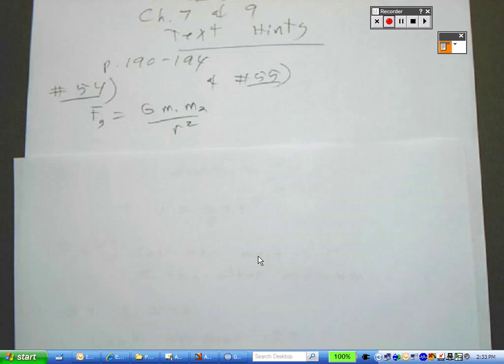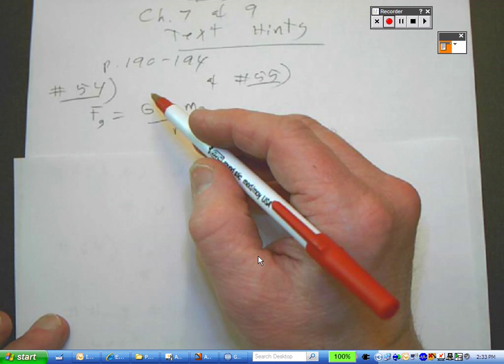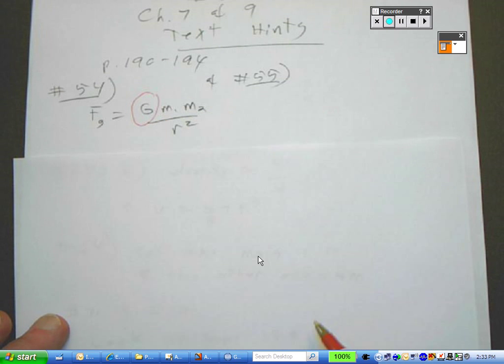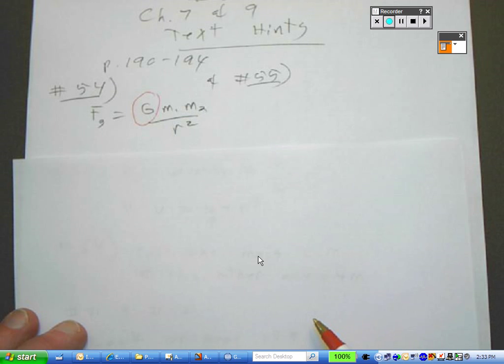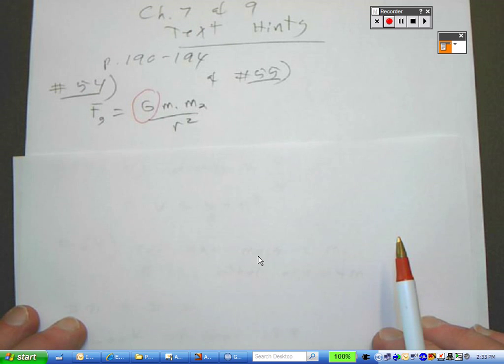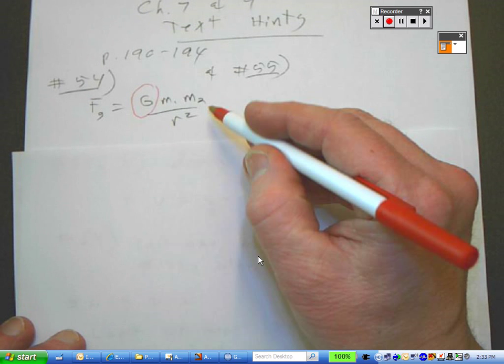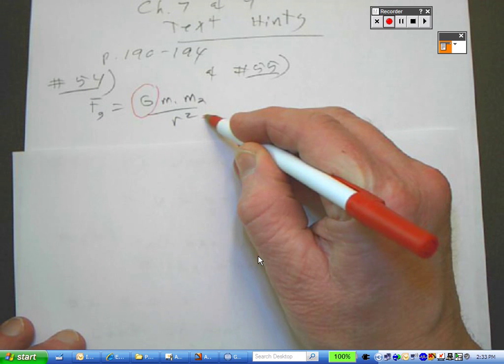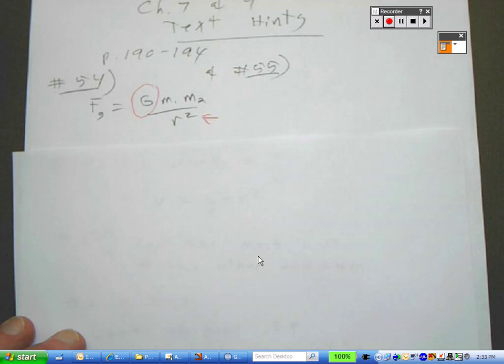Well, if you look back on page 173, you'll find a table there that will help you find the mass of Jupiter, the mass of the sun. What you need to realize is capital G is the universal gravitational constant. And we talked about that in class, and it's in the book. It's always the same, 6.67 times 10 to the negative 11. What you need to realize is the most common student mistake is to forget to square r. R does not stand for radius. It stands for the distance between the center of the two objects.